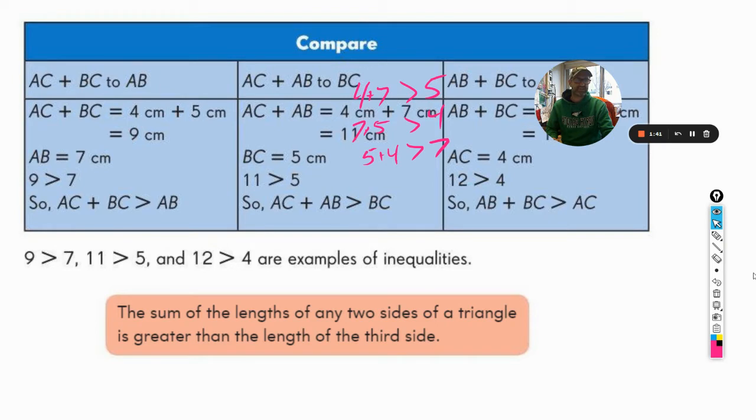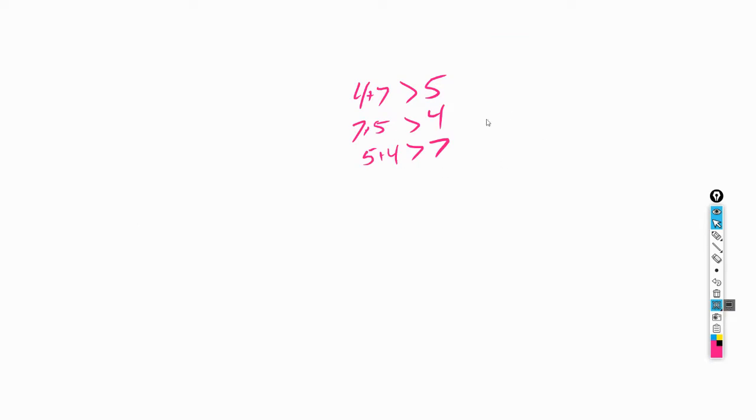Even these things I wrote are examples of inequalities. Again, we showed that the sum of the lengths of any two sides of a triangle is greater than the length of the third side. So what I have on the screen are inequalities. They're just number sentences where the result is not equal.